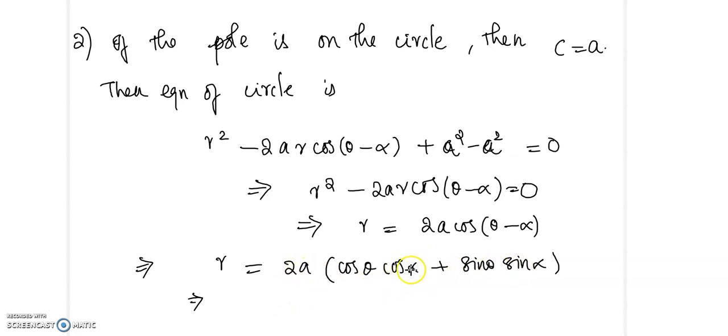So 2a cos alpha can be replaced by a constant a. So we will get it in the form r equal to a cos theta. And in the second term, 2a sin alpha can be replaced by another constant b. So the equation of circle will be in the form r equal to a cos theta plus b sin theta. So if the pole is on the circle, then the equation will be of the form r equal to a cos theta plus b sin theta.